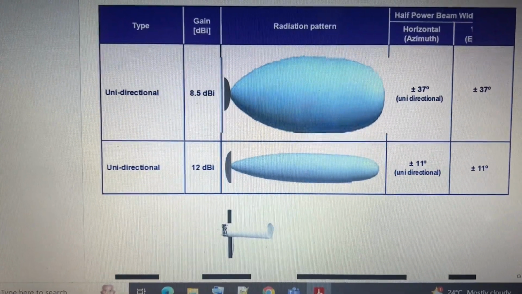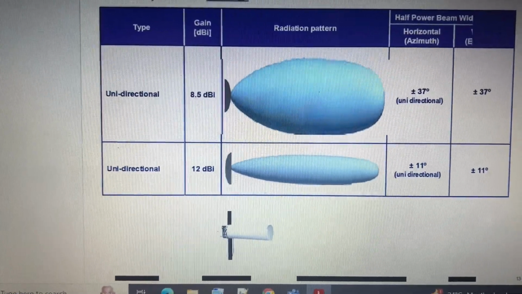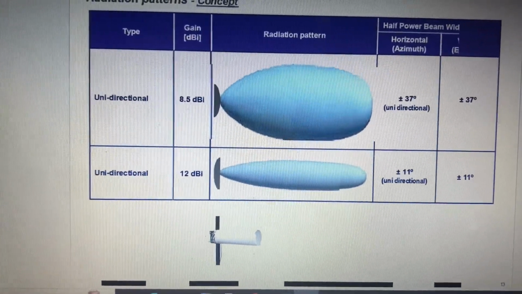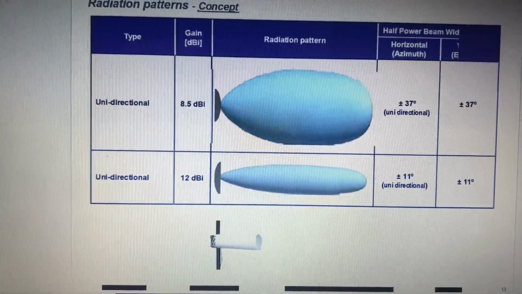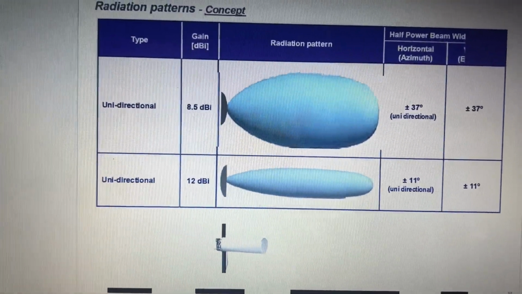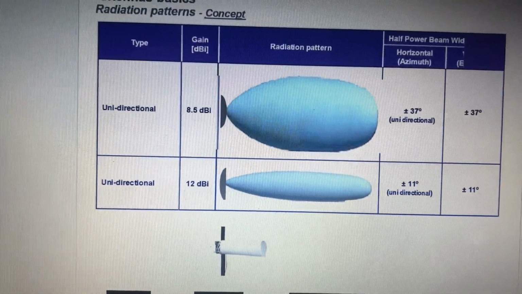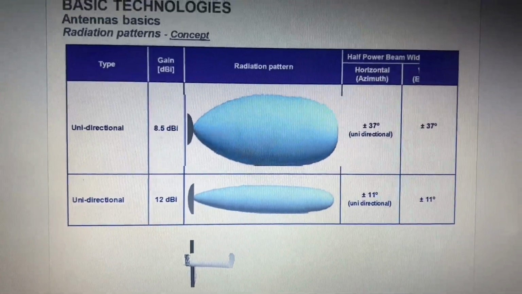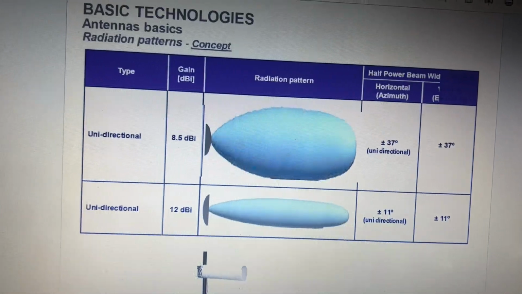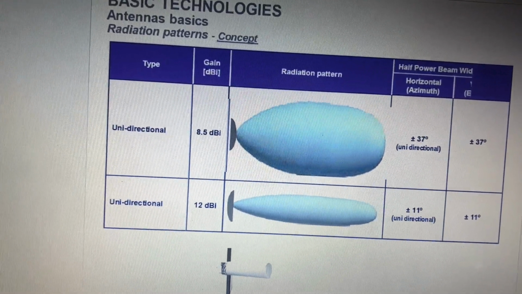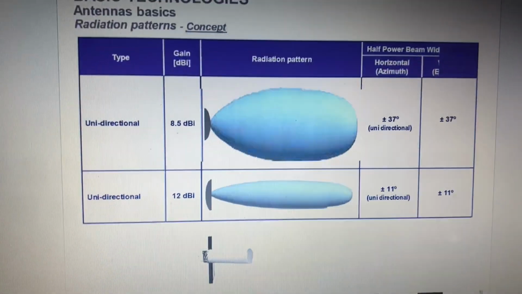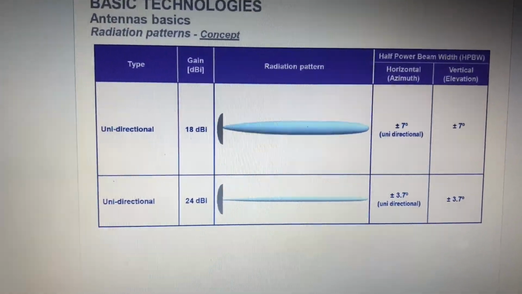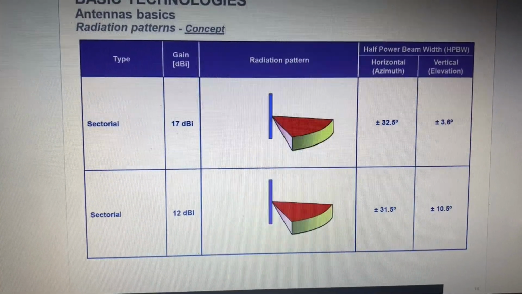Now coming to unidirectional antennas. Unidirectional antennas are again of two types. One is 8.5 dBi, another is 12 dBi. The difference is in the horizontal as well as the vertical path. The horizontal is plus 37, the second is plus 11. You can see the size of the radiation patterns, how they are spread from one end to the other end, so that the signals are distributed across the regions. So these are radiation patterns.